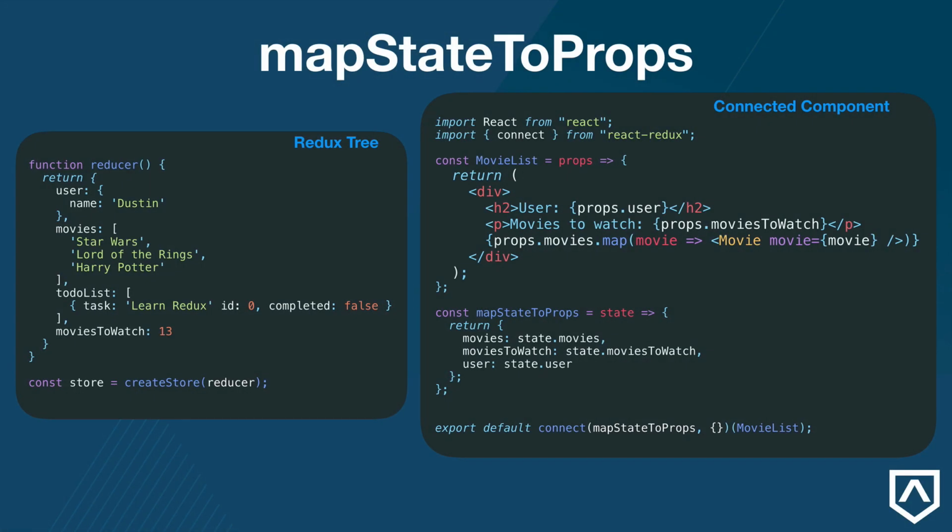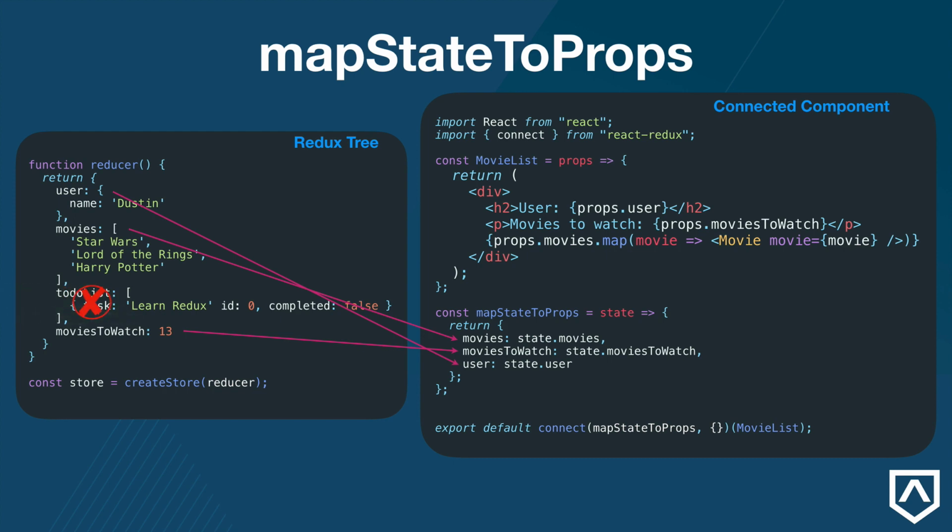Okay, let's see how all of this connects. On the left, we have our Redux tree. On the right, we have our connected component. Our connected component is using a map state to props function to map pieces of our state tree to this component's props. So the pieces that we're mapping are state.movies, state.movies to watch, and state.user.